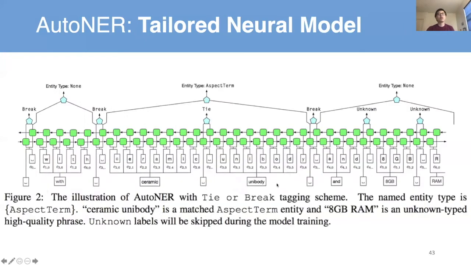This is a sentence from an Amazon review for a laptop. You can see this ceramic unibody is a matched entity in the dictionary, so we mark a tie here. And then we have an 8 GB RAM, which is a high quality phrase we found from AutoPhrase. So we will mark everything unknown if it's adjacent to this phrase. If there's another token after the RAM, there will be another unknown. For other connections, they are all break.